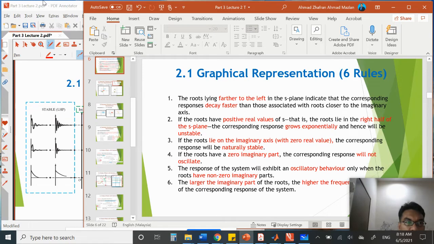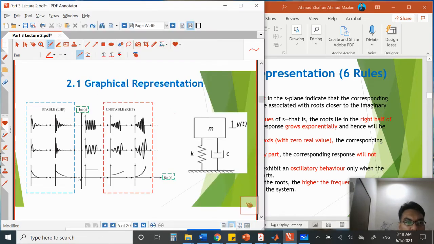Okay, so you can see here, the response at this part actually decays faster. This is the imaginary axis, and this is the real axis, where imaginary is equal to j omega and real is equal to sigma. The equation is s equals sigma plus j omega. So sigma is the real part and j omega is the imaginary part.